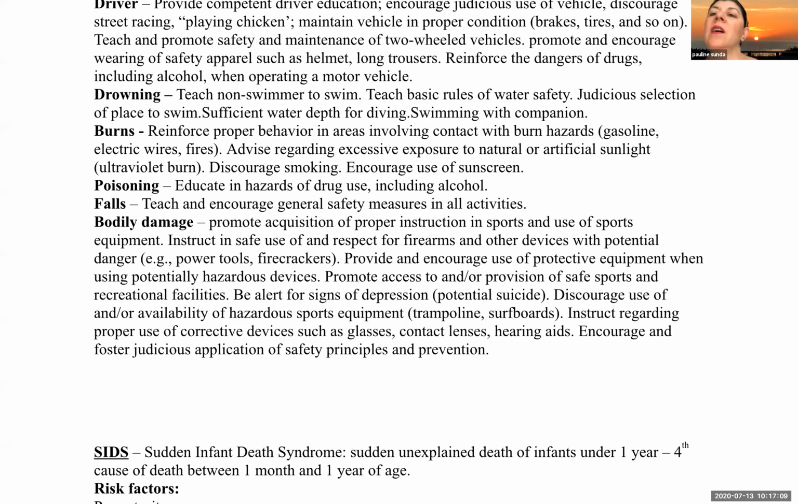Poisoning: again here, talk to them about the hazards of drug use and alcohol use, and also avoiding vaping, because that is also very dangerous. Falls: teach and encourage general safety measures in all activities. Here we want to make sure they're not walking and texting at the same time. Bodily damage: here you want to have proper instructions for sports and make sure that they're using the proper sports equipment and safety gear when they're participating in sports.